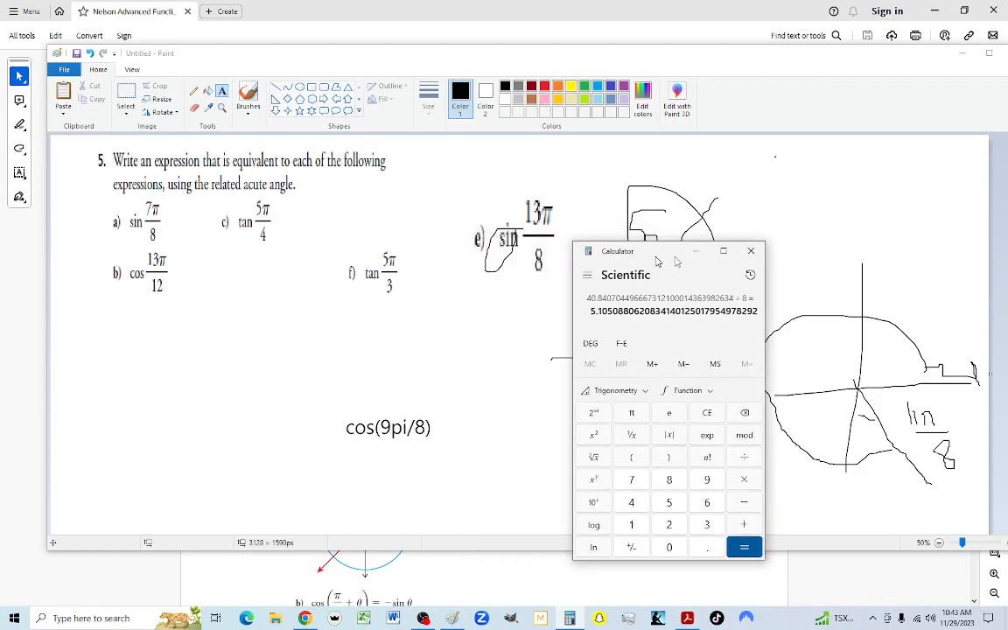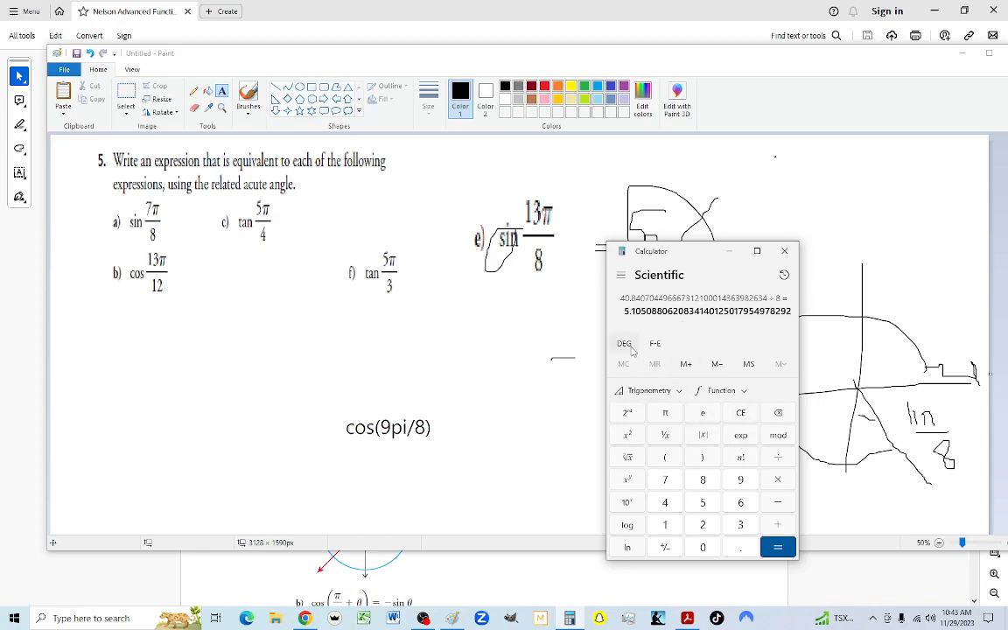And we're going to switch to radians, maybe it's not too late, and take the sine. And remember, it's this, negative 0.92. And now we're going to take 9 pi divided by 8 and take the cosine. Negative 0.9238. Got it. They're both the same.